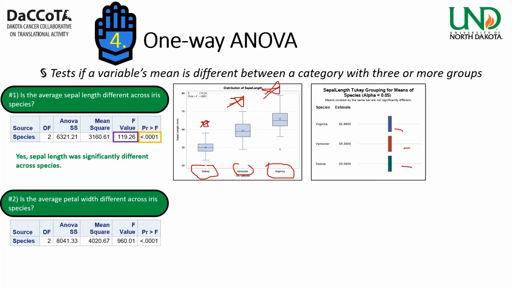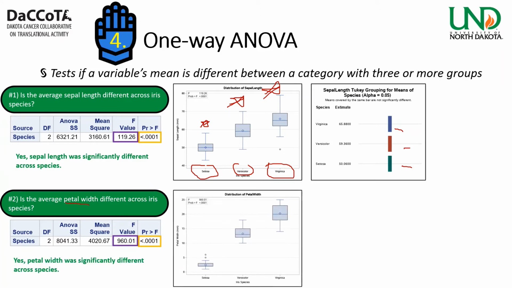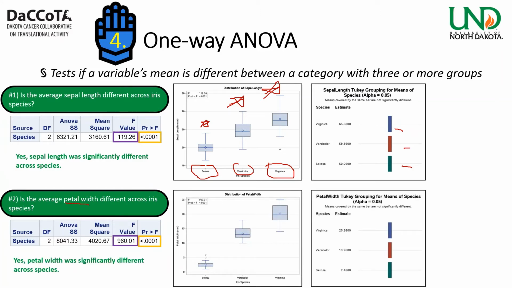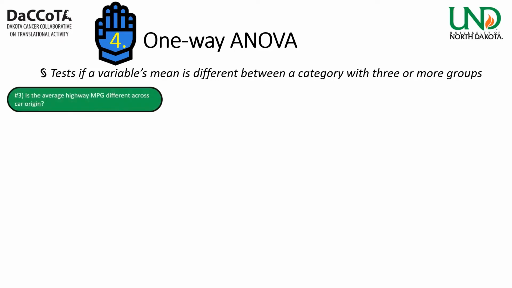We can do the same kind of question, but now with petal width instead of sepal length. Again, that's significant. It looks even more so. Again, they're all significantly different from each other. All right, let's keep jumping.